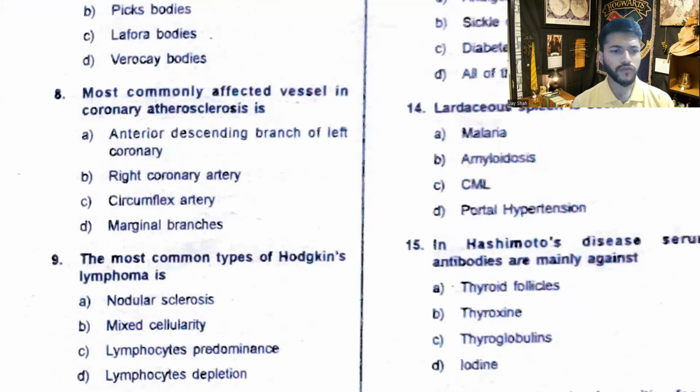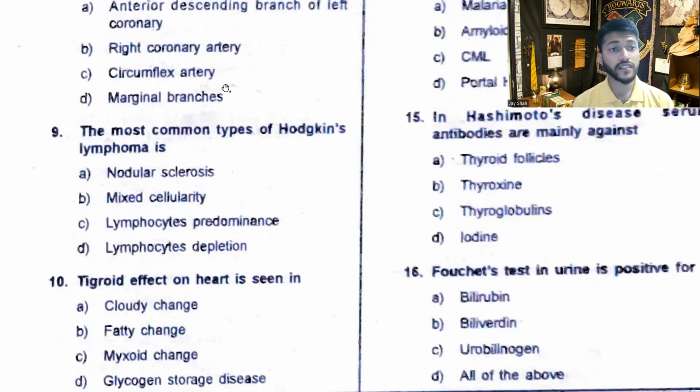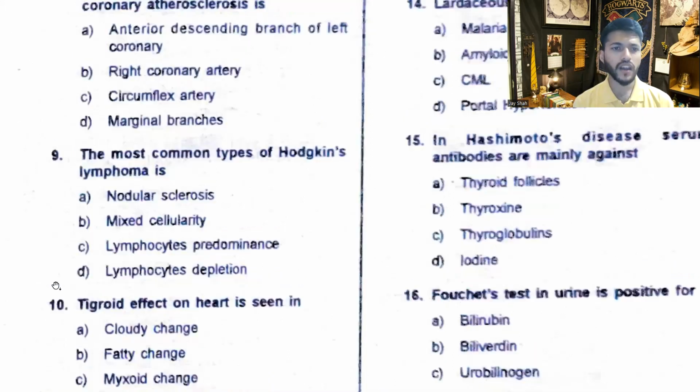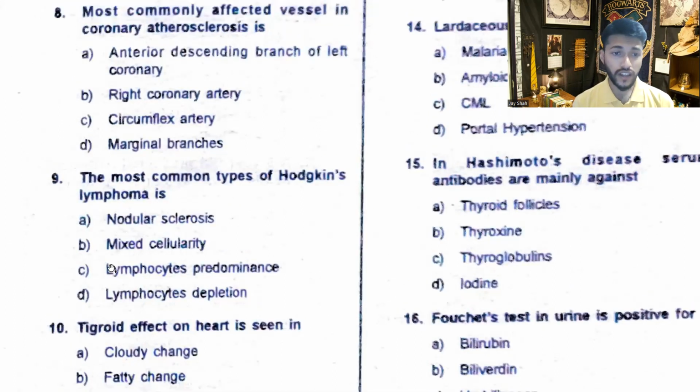Most common type of, tigroid effect on heart is seen in, like, this is a question from your first part of general path. Tigroid appearance is fatty change. Why? Because heart generally uses fat for metabolism. So the answer is fatty change. Most common types of Hodgkin is nodular sclerosis, mixed cellularity, Reed-Sternberg, lymphocyte predominant, popcorn cells, lymphocyte depletion, worst prognosis.